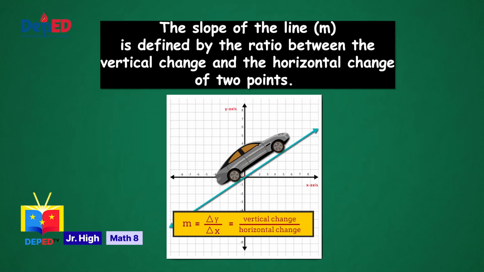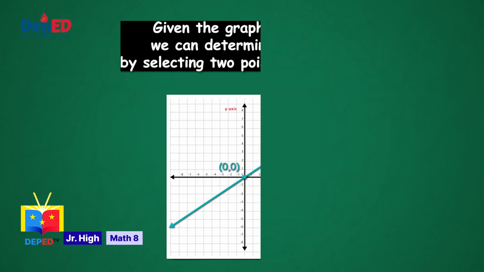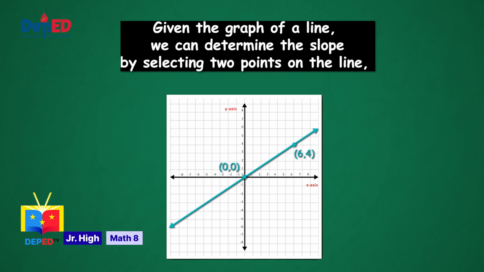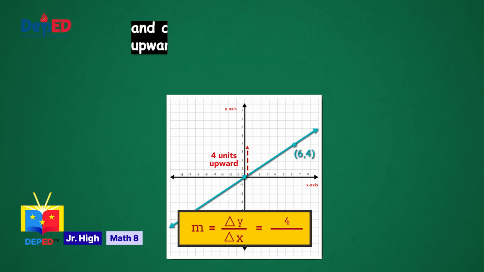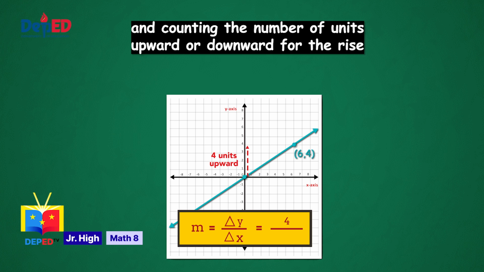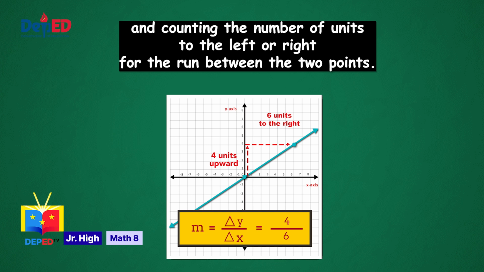The slope of the line, m, is defined by the ratio between the vertical change and the horizontal change of 2 points, or the rise over the run. Given the graph of a line, we can determine the slope by selecting 2 points on the line and counting the number of units upward or downward for the rise, and counting the number of units to the left or right for the run between the 2 points.